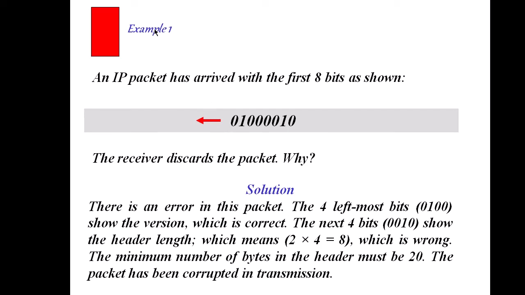So I include some examples here which are quite useful. If a packet has arrived with the first byte that looks like this, 01000010, the receiver, the router, or the actual intended destination will discard the packet. Why? Well, there's an error in the packet. The 4 leftmost bits show the version, which is okay, but the next 4 bits show the header length, which means 2 times 4, which is 8. And that's wrong, because the minimum number of bytes in the header has got to be 20. Therefore, you can conclude that the packet has already been corrupted in its transmission and should be rejected.